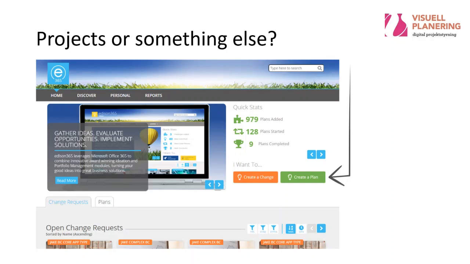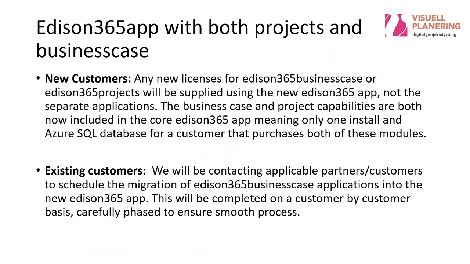But what happens now is that the Edison 365 Products app and the Edison 365 Business Case app technically become one Edison 365 app, which includes both products and business case. So which functionality you can use depends on your subscriptions. And I just pasted in the information from Edison in the UK here with the difference for new customers. For new customers, they will immediately get the Edison 365 app, and then depending on their subscriptions, they will have business case or projects or both available. But it's only one install, and it's only one Azure SQL database that needs to be set up.